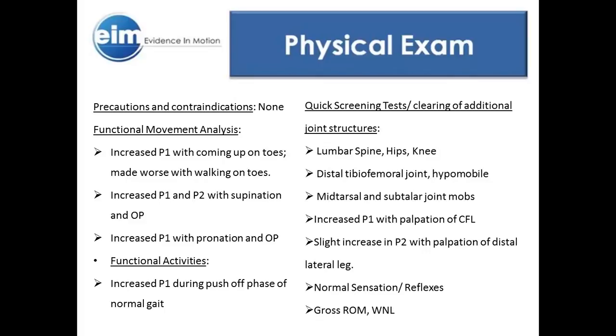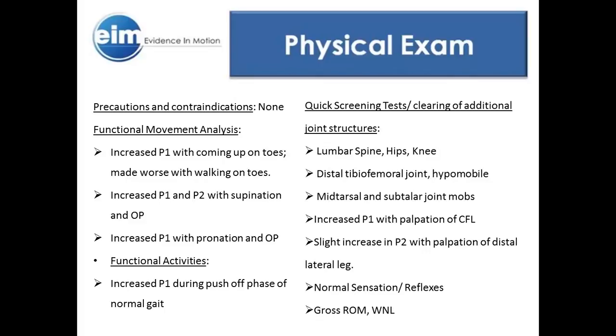First off, I found no precautions or contraindications for this patient. The functional movement analysis: P1 was increased with coming up on his toes and was even made worse with walking on his toes. P1 and P2 were increased with supination with overpressure, and P1 was reproduced or increased with pronation and with overpressure. Functional activities: P1 was increased during push-off in a normal gait.